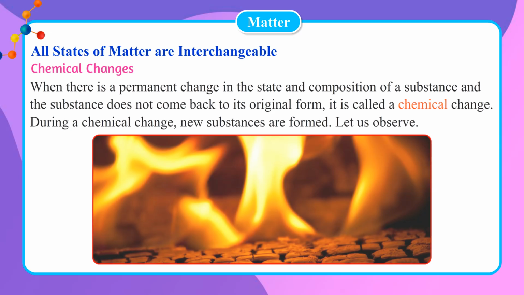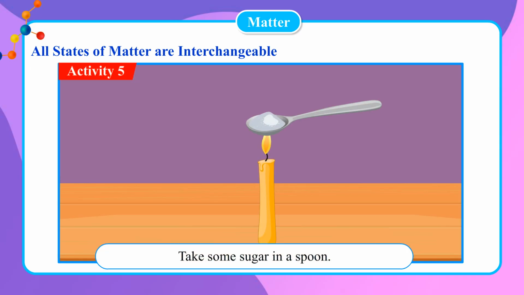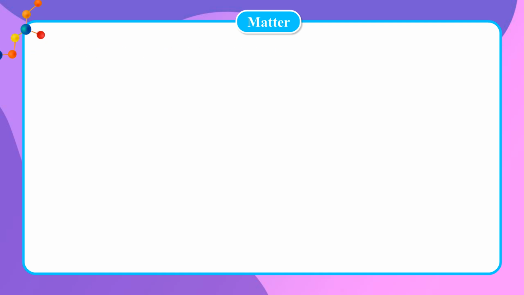Let us observe. Activity 5. Take some sugar in a spoon. Heat the spoon for some time. The sugar changes its color and after some time, it turns black. Now it is no more sugar. A new substance is formed which cannot be changed back into sugar on cooling. This type of change is called a chemical change.